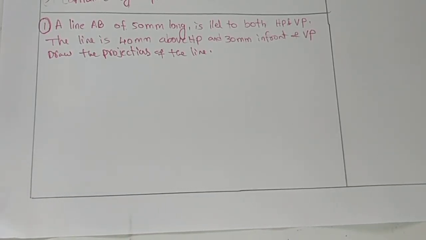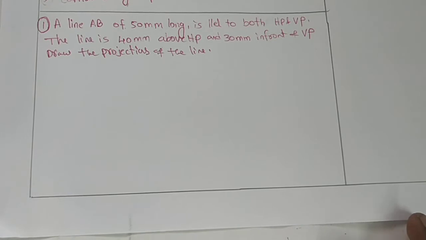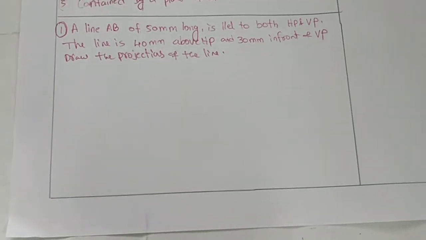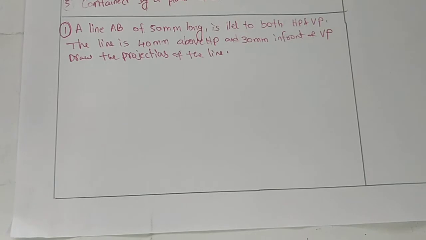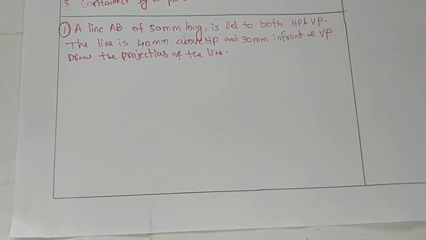In the previous class, we discussed the conditions of the position of the line based on the vertical plane and horizontal plane. Now I am going to discuss the first case, that is, projection of a straight line that is parallel to both the planes. We have to identify the condition based on the given problem.